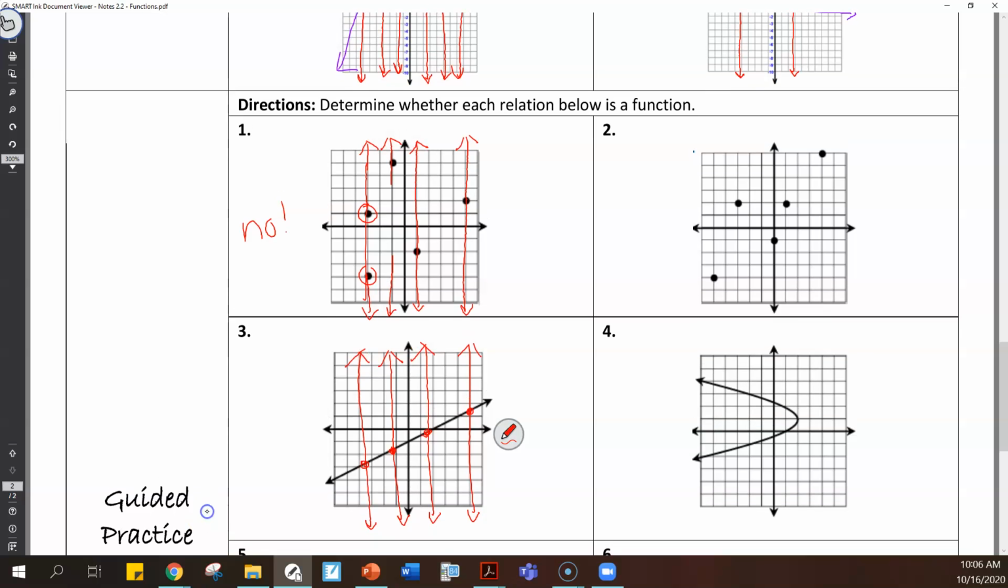Okay? Why don't you go ahead and see if you can guess whether number 2 and number 4 will pass the vertical line test. So this one is not a function. Check number 2 and check number 4 with the vertical line test and see if they are or are not functions. Check your answers back here with me.